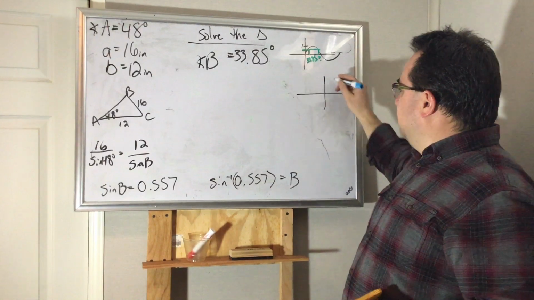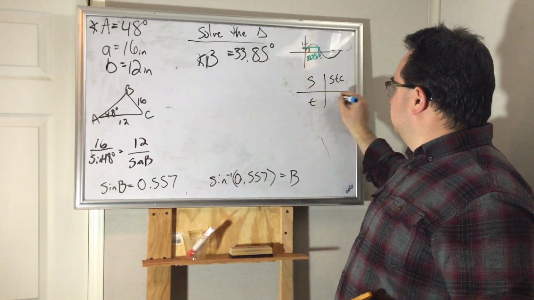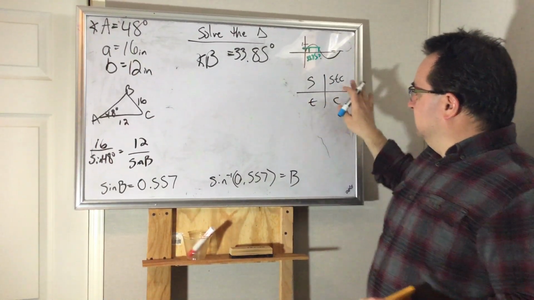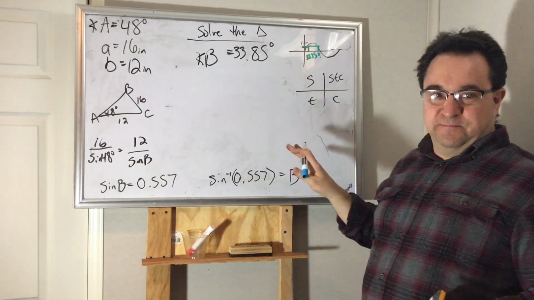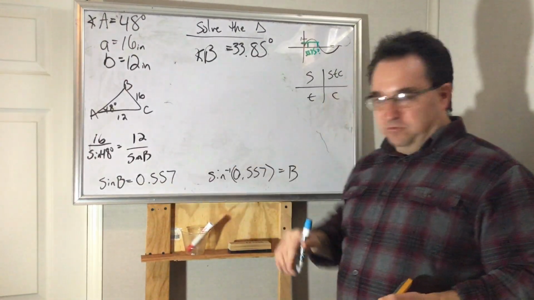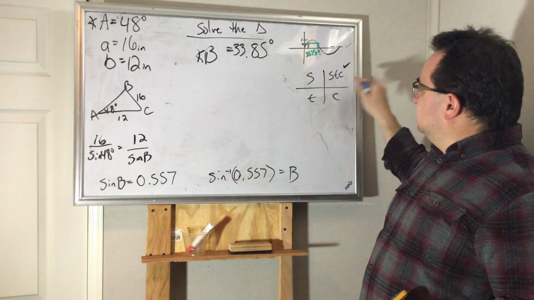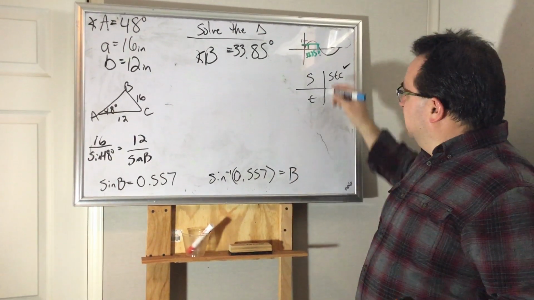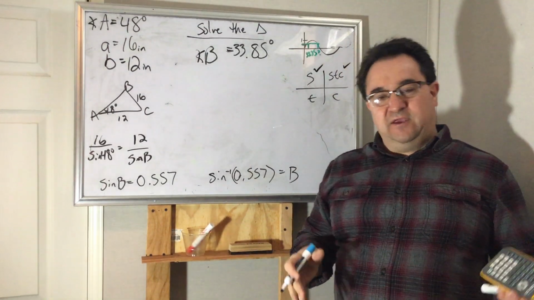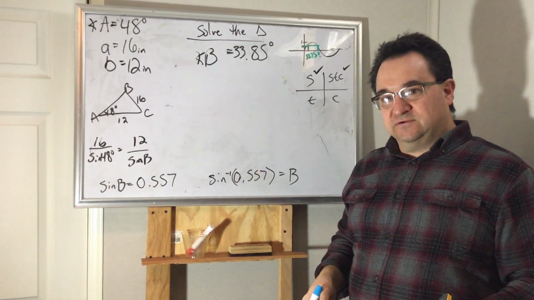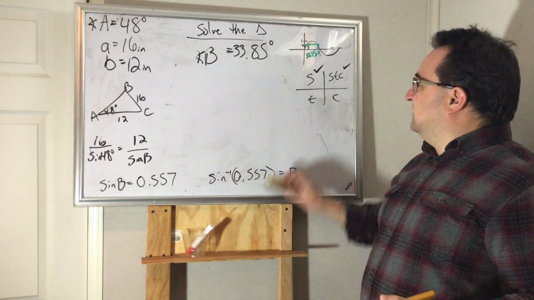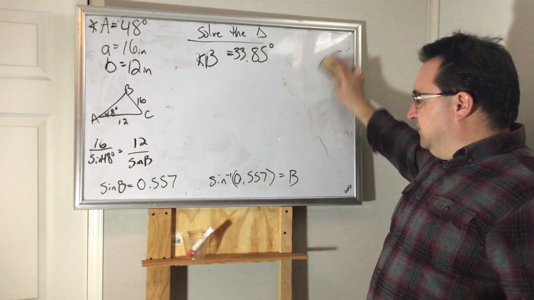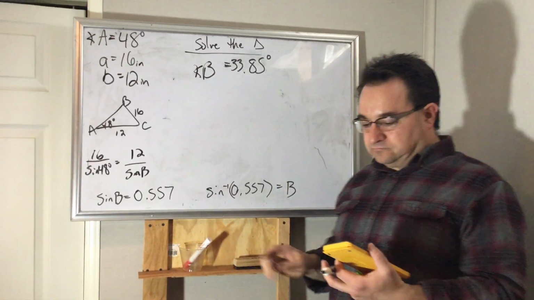And you could also think of it this way. If you don't like that, remember the sign chart shows where stuff is positive. This is positive 0.557. So I'm expecting a quadrant 1 angle. Good, the calculator gave me one of the answers, but there should be a quadrant 2 angle also that works for this. So how am I going to get that second answer? That is the tricky part. That's what everybody struggles with.